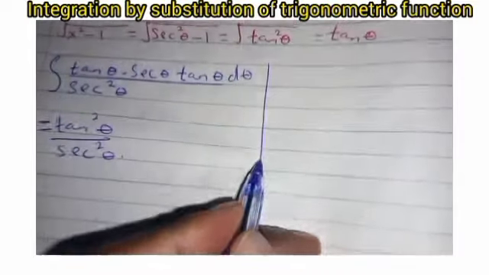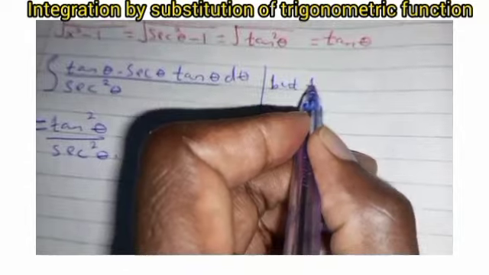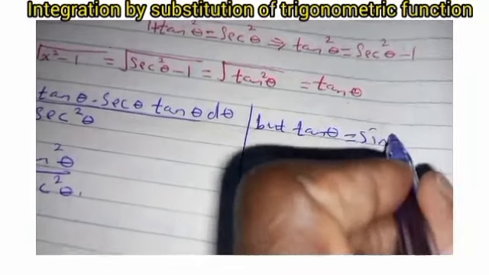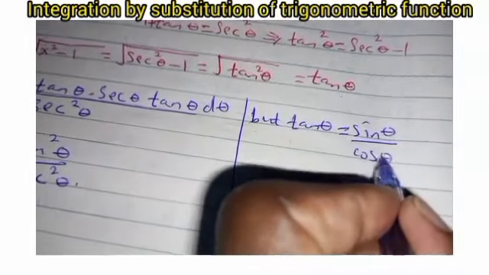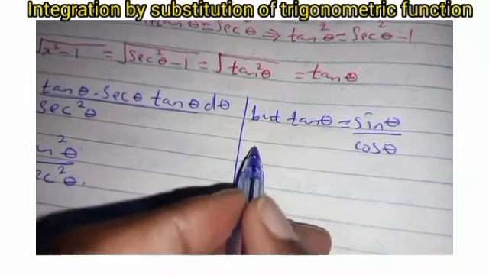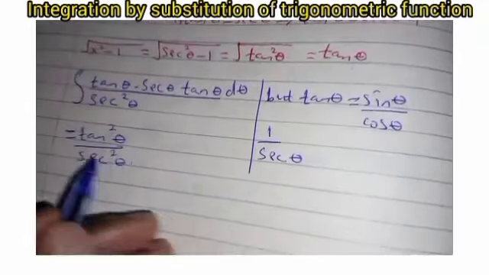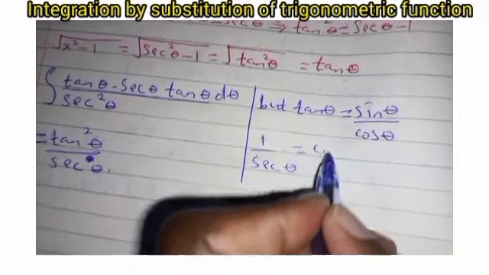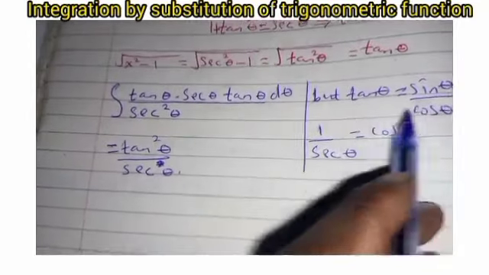But note the following, we are going to use this: tan theta is equal to sine theta over cos theta. Also, 1 over sec theta is equal to cos of theta. Substitution where you have tan theta.